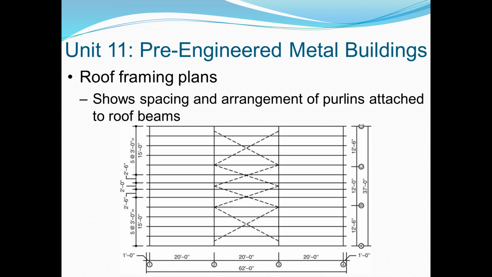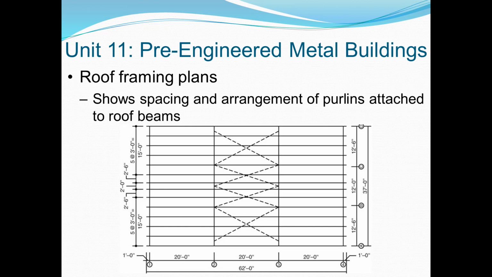Then running in the opposite direction, you'll see an A, B, C, and D, and that is where the columns are also located. Members that are running from left to right are the purlins, and they are setting on top of those beams that we see at 1, 2, 3, and 4. You see some dashed lines in that center section.